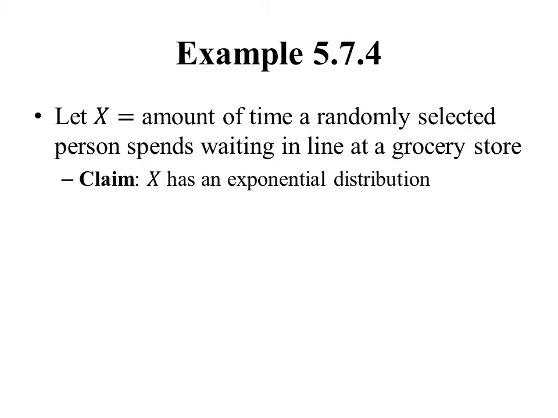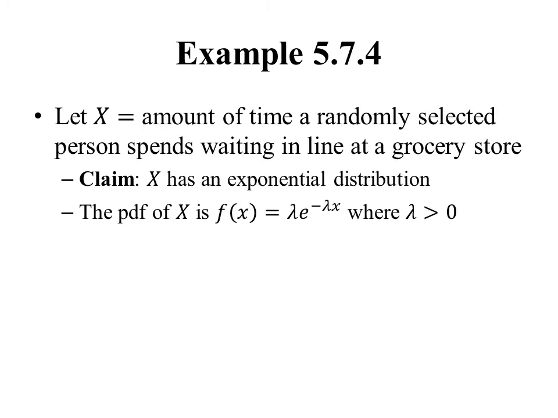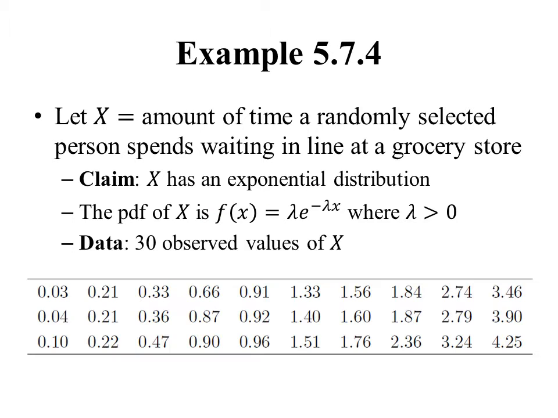Remember back when we talked about exponential distribution, we often used it to describe waiting time or time between events. So this seems like a reasonable claim. So we're going to use some data and the chi-squared goodness of fit test to test this claim. If x has an exponential distribution, that means that its PDF is f of x equals lambda e to the negative lambda x, where lambda is some positive number. Now in this case, we're not making a claim about the value of lambda, and in fact we're going to have to estimate it from data, but this is the type of distribution that x has. At least that's what we're claiming.